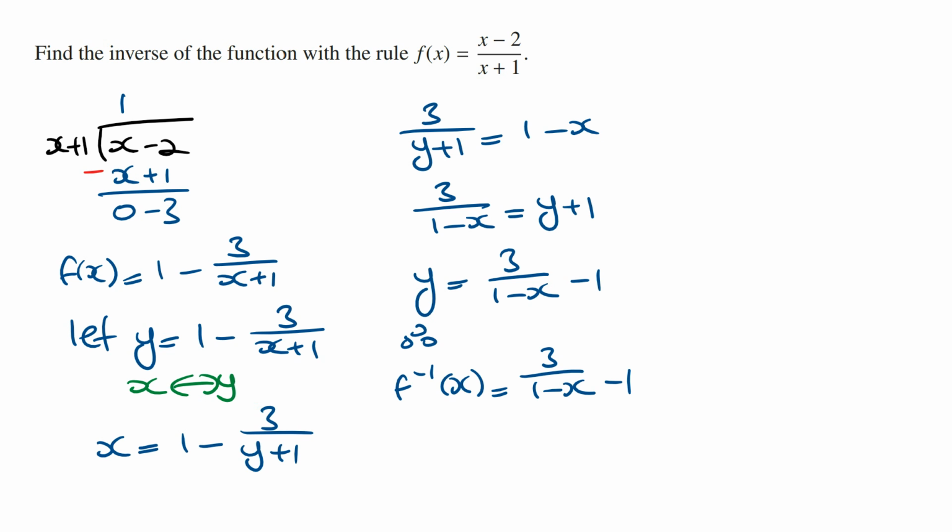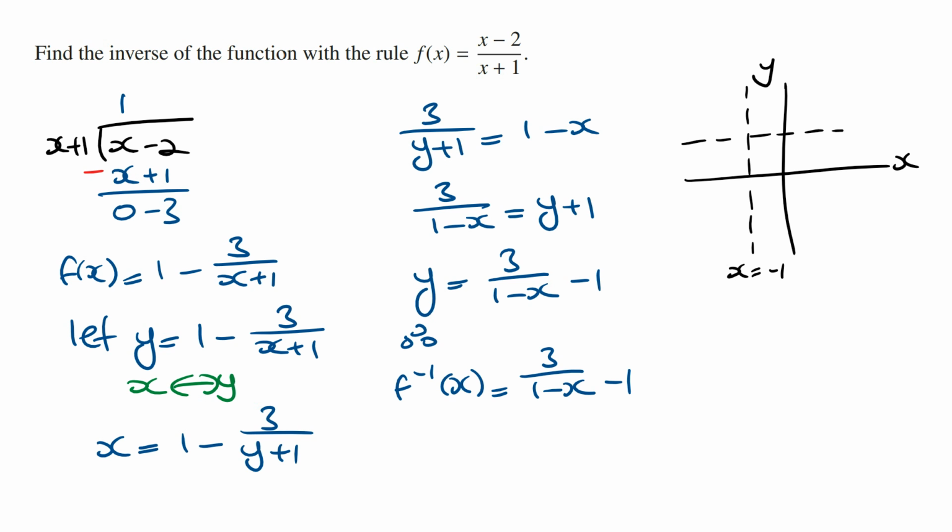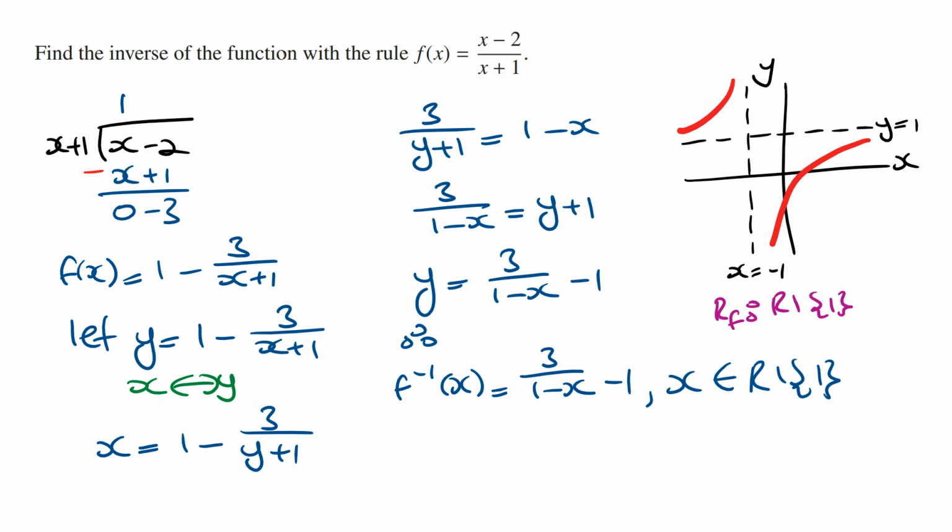Looking at the rule of f of x when written in proper fraction form, we can see that this is going to be a negative hyperbola. It's going to have a vertical asymptote at the line x is equal to minus 1, and a horizontal asymptote at the line y is equal to 1. And so its graph is going to look something like this. And so the range of f of x is going to be for all real values except for 1. And so the domain of f inverse of x is going to be for all x values except for 1.